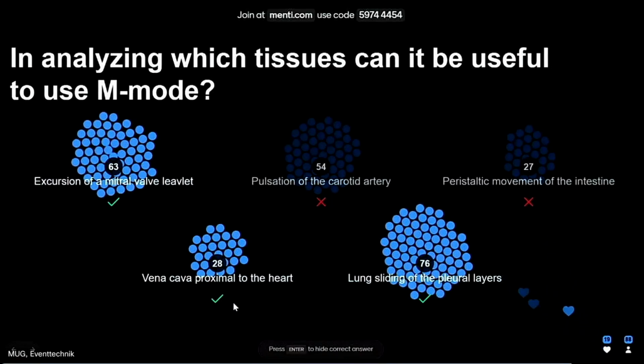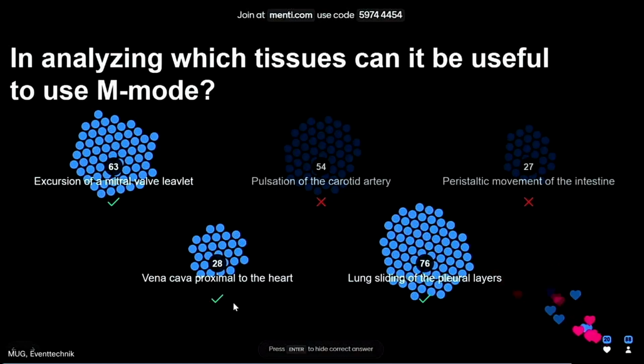For peristaltic movement, you have very slow and little movement, and it's in another direction. So we don't need to quantify it anyways, and that's not a really good use for M mode. The vena cava, with its strong pulsation and collapsation, is very good to measure with M mode and to quantify it. And as you will see later on in these days, also the lung sliding can be objectified with M mode.